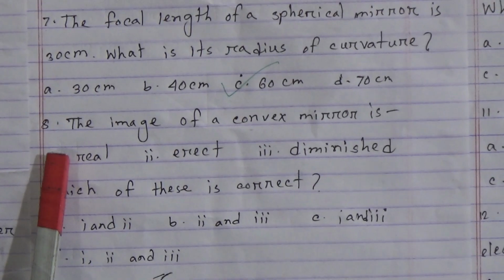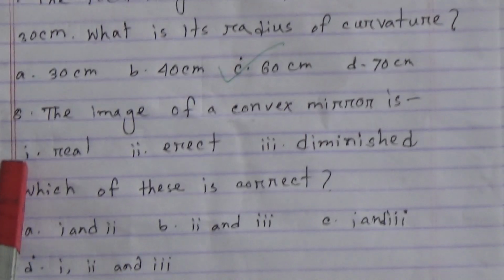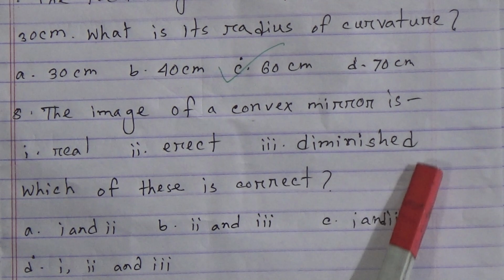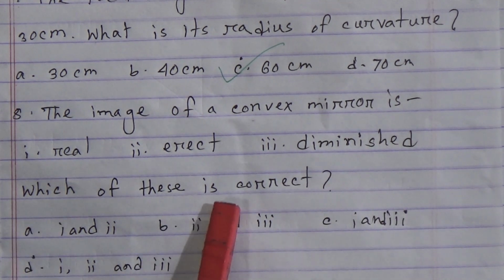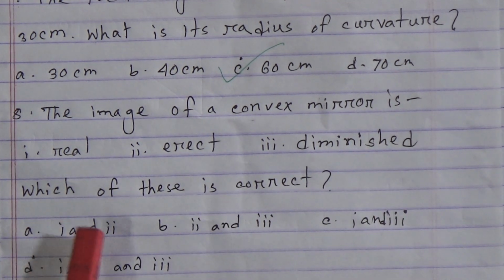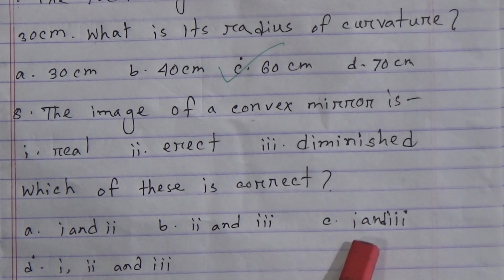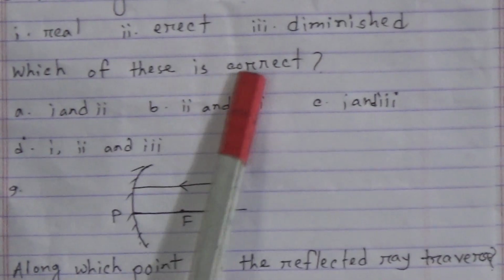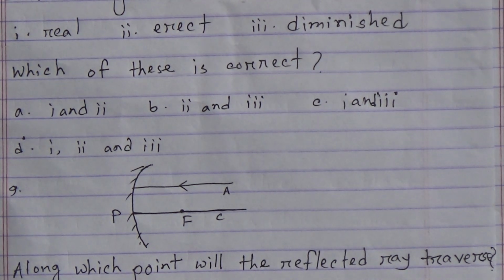Now number 8, the image of convex mirror is option 1 real, option 2 direct, option 3 diminished. Which of these is the correct answer? Option A 1 and 2, option B 2 and 3, option C 1 and 3, option D 1, 2 and 3. My dear students, we have learned that the image of convex mirror is virtual, direct and diminished. That means option B will be the correct answer.